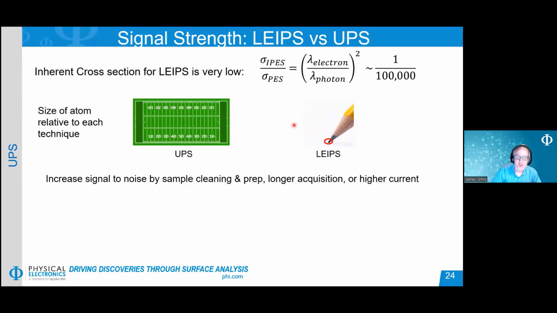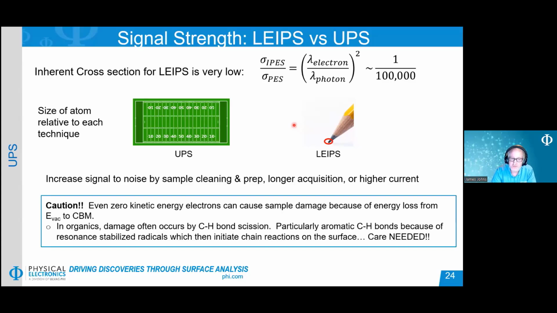Okay. And so obviously that means that we're always looking for ways to increase the signal of light so that we can acquire that data with high signal to noise faster. And you can do that by making sure your sample is clean, well prepped, you have longer acquisition time, or you can increase the sample current.